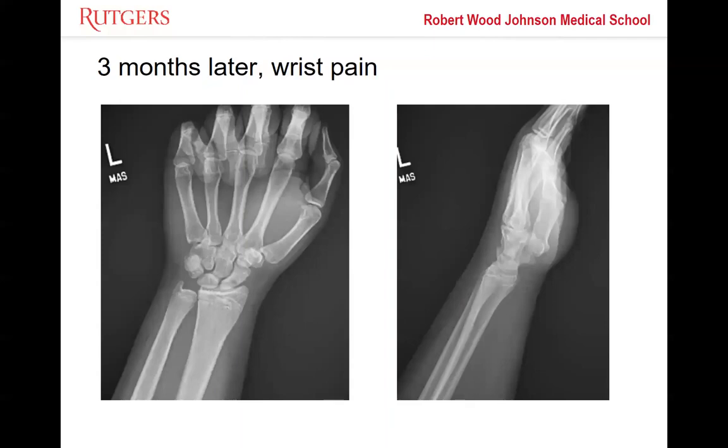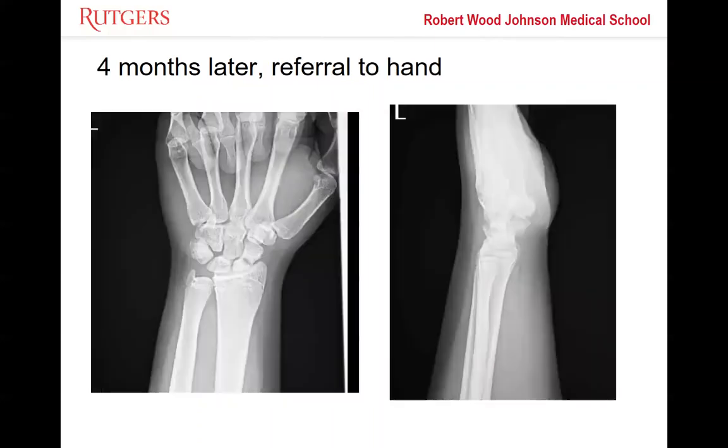And then he comes in 3 months later. He still has wrist pain. The non-op guy wasn't exactly sure what to do, put him in a cast and said, come back to see me next month. So at 4 months, the guy's still complaining of pain, comes in with these x-rays, and then was referred to me. So Todd, what do you think?